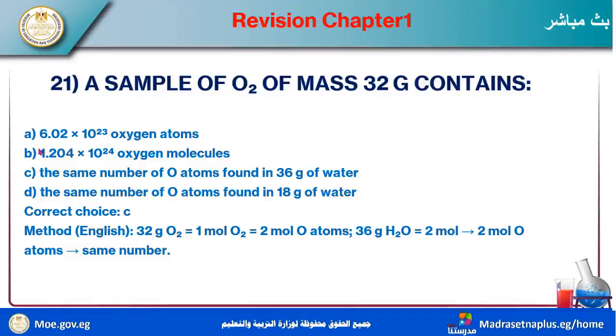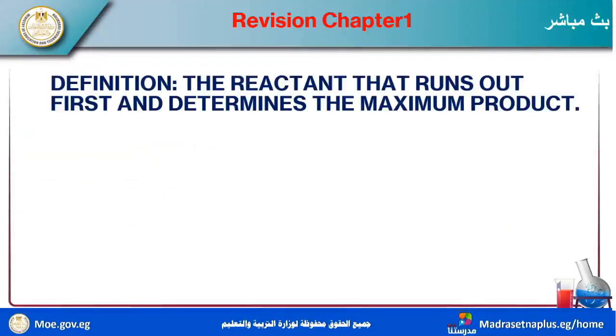Okay, now you search here for 6.02 times 10 power 23 oxygen atoms. This is 1 mole of oxygen. Now 1.204 times 10 power 20. No, this is not good. The same number of oxygen atoms found in 30 grams of H2O? Yes, this is true, because H2O has 1 mole of oxygen atoms, and this is the number of moles of oxygen atoms equal to this number. So C is the correct answer.